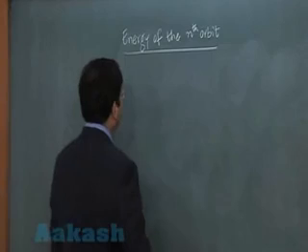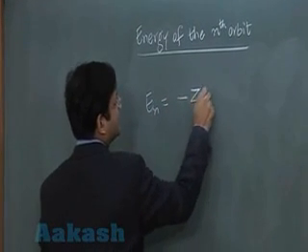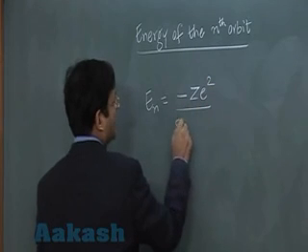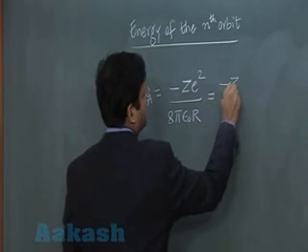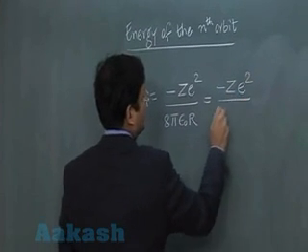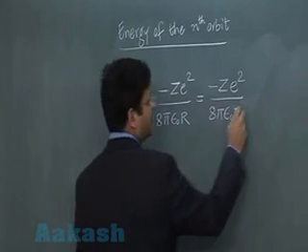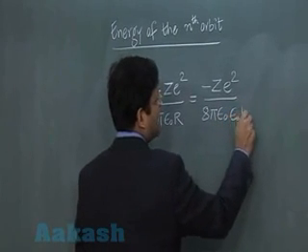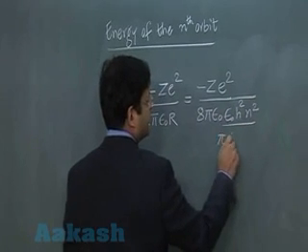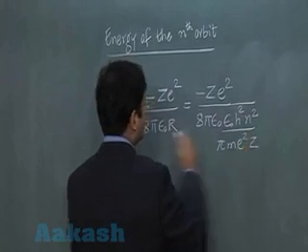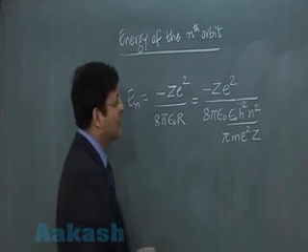So here, if you are writing down the energy of the nth orbit, then you are writing it as minus Z e square by 8 pi epsilon naught r, and here at the place of this r, you are writing epsilon naught h square n square by pi m e square Z. This is the expression of r you have substituted from your earlier derivation of radius of the nth orbit.